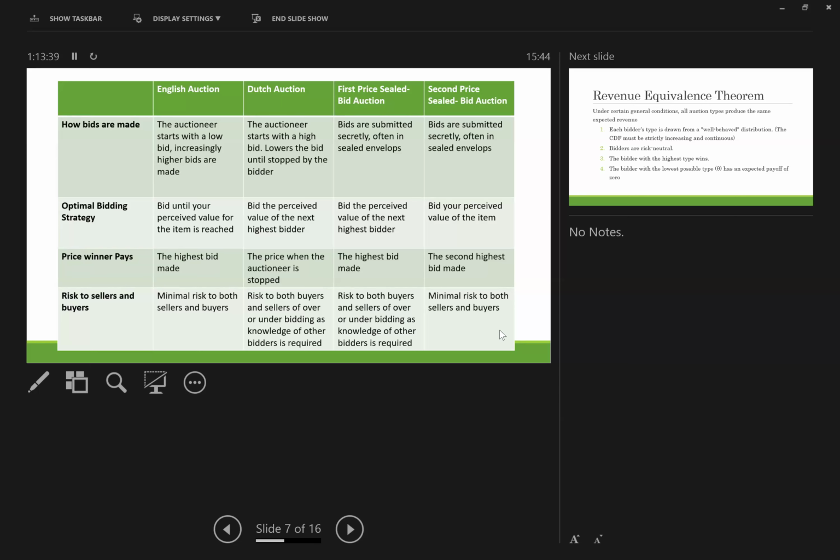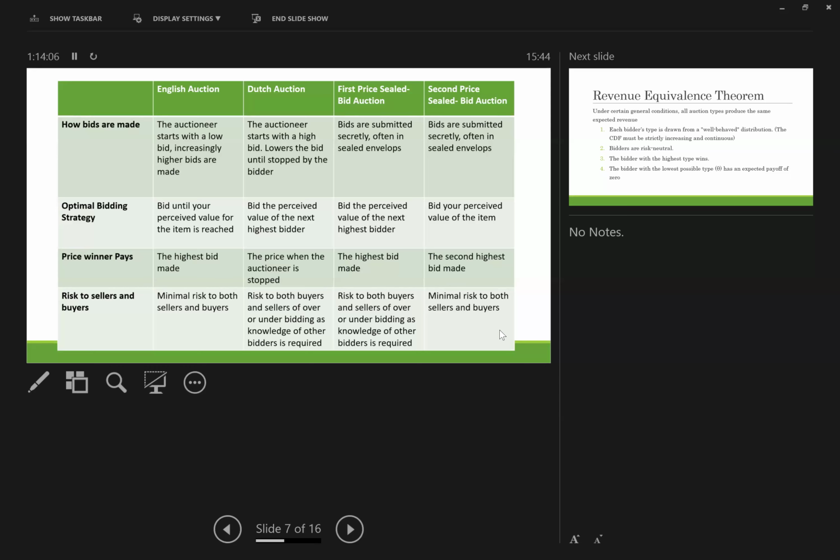And then we have the first price sealed bid. What happens is that people give their bids secretly, and at the end of the day, whoever had the highest bid would win and will pay his or her own price. Then the second price is the same thing. We have the sealed envelopes.